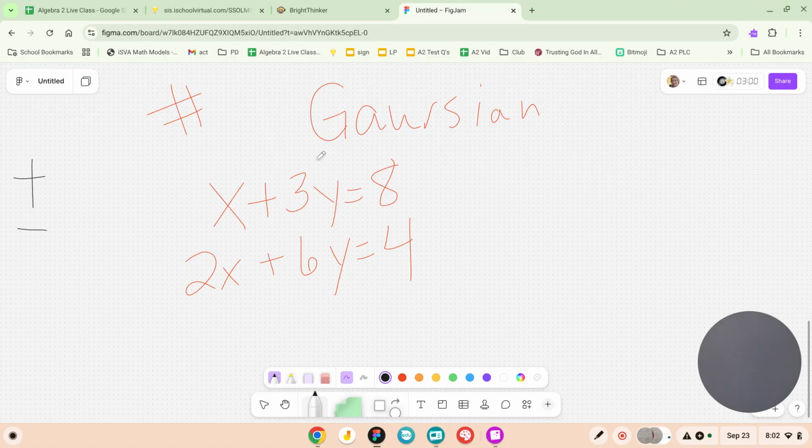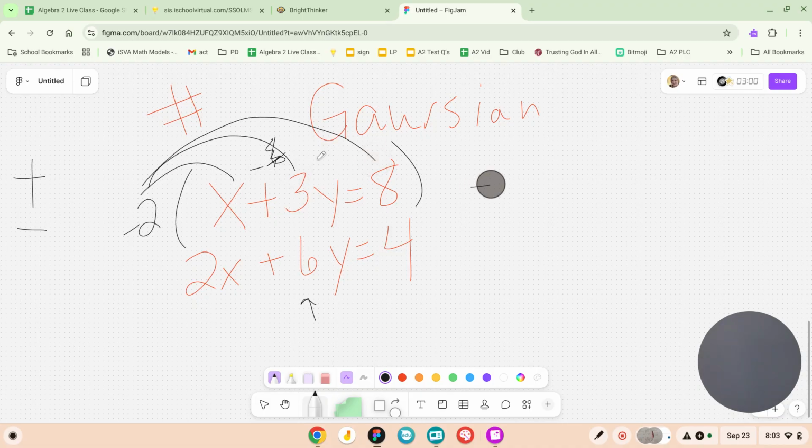So I think I'm going to take this 3 and 6 right here, and I'm going to try to make this be a negative 6. Because negative 6 and positive 6 would cancel out. So in order for me to do that, I have to multiply the whole thing 3 times what gives me negative 6? Negative 2. Because 3 times negative 2 is negative 6. So now I'm going to distribute that to every single thing and rewrite my equation. Negative 2 times x. Negative 2 times 3 is negative 6y. And negative 2 times 8 is negative 16.